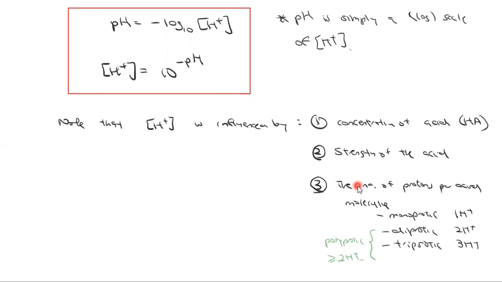So, something like hydrogen chloride, hydrochloric acid, is monoprotic and strong. Something like carbonic acid is diprotic and weak. Something like phosphoric acid is going to be triprotic and weak. And speaking of that, you probably should understand which ones are strong acids.